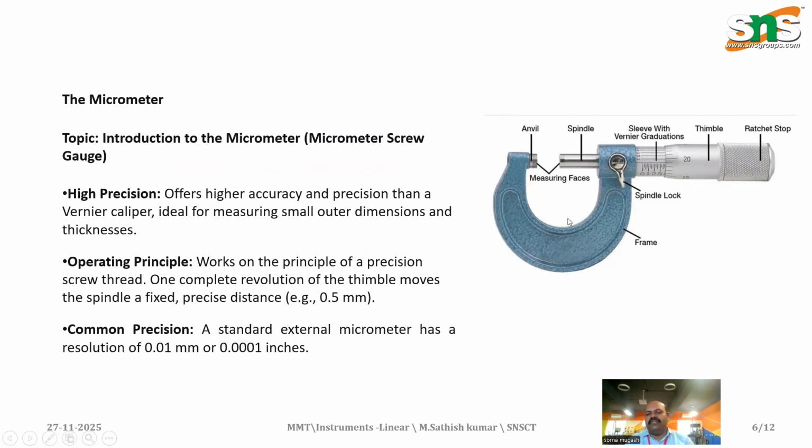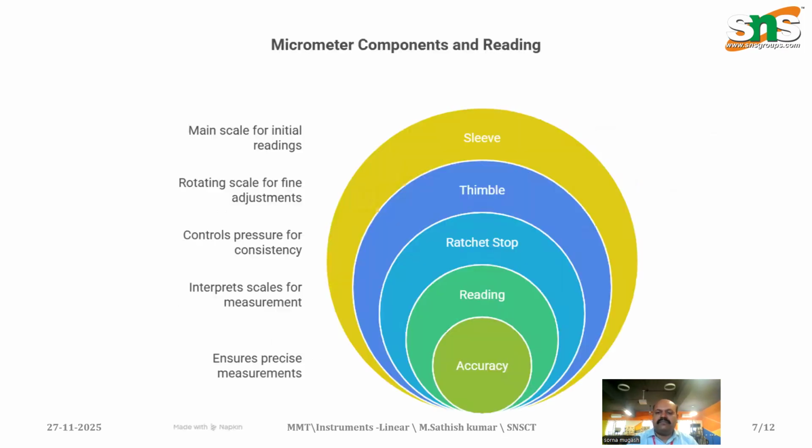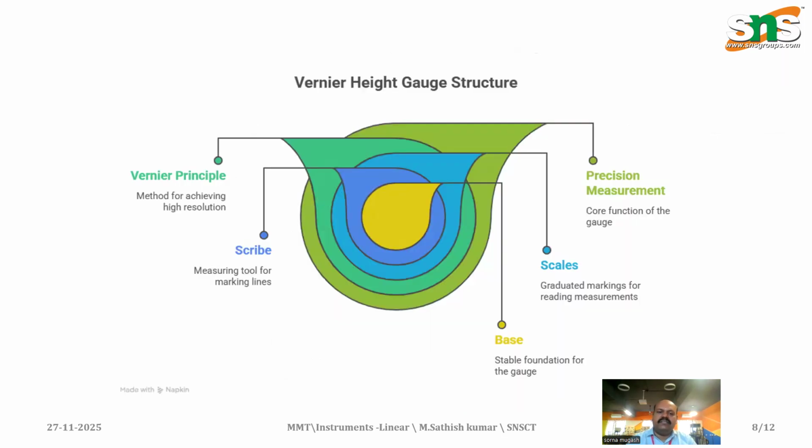So this is a high precision instrument which has a least count of 0.01, and its operating principle is a screw thread. One complete revolution of the thimble moves the spindle a fixed precise distance, for example 0.5. Micrometer reading involves the main scale for initial readings, the rotating scale for fine adjustments, control pressure for consistency, and interpreting scales for measurement, which ensures precise measurements.